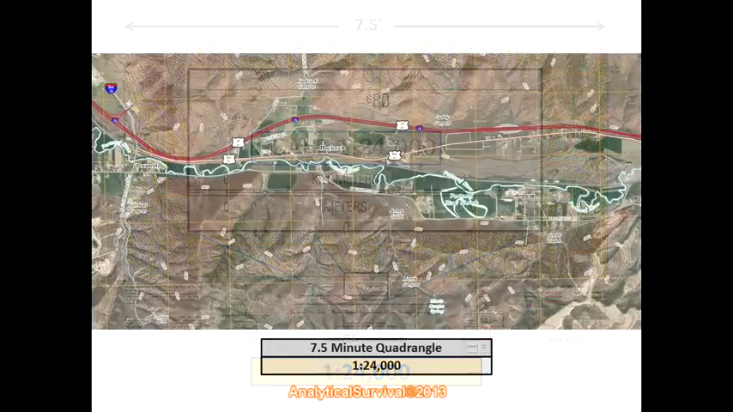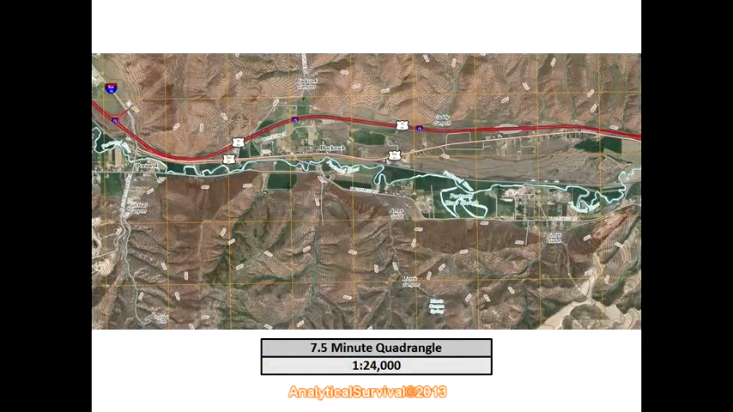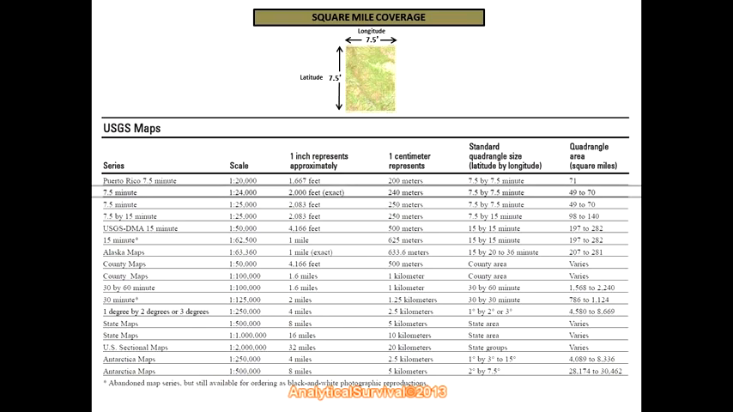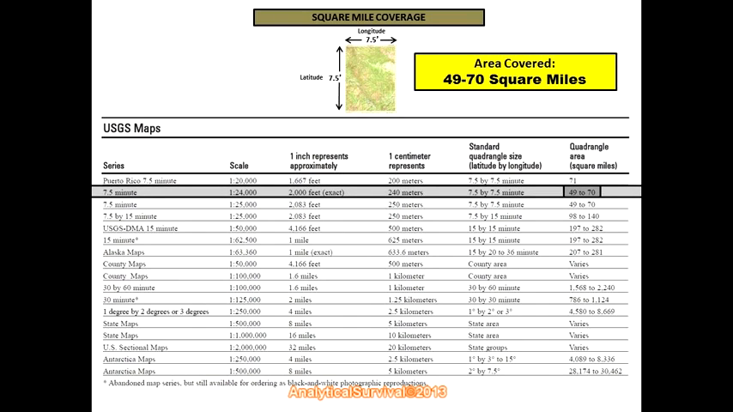And you can see the detail is remarkable. This particular map here is a hybrid aerial topographic map. Pretty neat. And this is why for a foot patrol especially, the 7.5 minute quad is very popular. And on average, a 7.5 minute quad will cover 49 to 70 square miles.